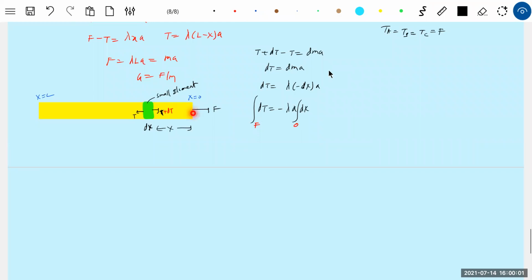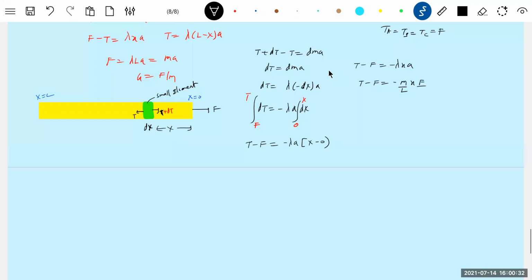That's all. Here what is the tension? Here it should be F. Then here it should be X. At X, let T be the tension. So this will become T minus F equal to minus lambda a X minus 0. What is lambda? Lambda is m by L. What is a? a is F by m.